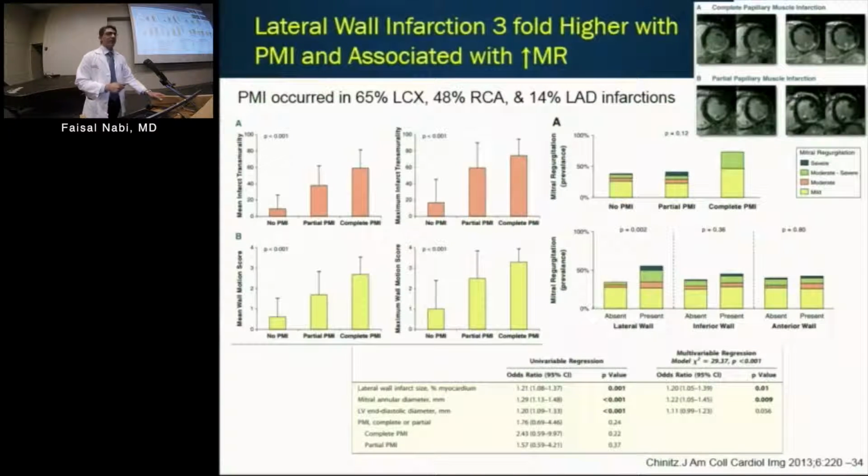And so, as you know, CMR can be a very valuable tool with delayed hyperenhancement to identify areas of myocardial infarction. When they placed this in a multivariate regression model, the only things that came out significant for identifying significant mitral regurgitation were really a lateral wall infarct and the mitral annular diameter, and the papillary muscle infarction story fell out. But I thought it was interesting. At least it tells you that if you have a lateral wall infarct, the greater the severity of infarct, the more chances you're going to have papillary muscle problems. And it makes sense that those patients should have worsening mitral regurgitation.